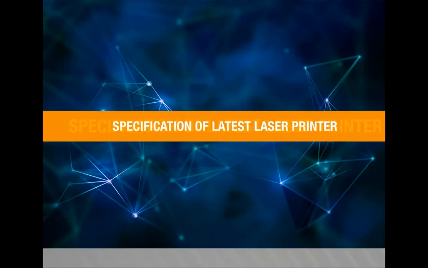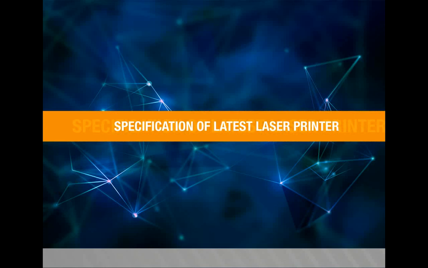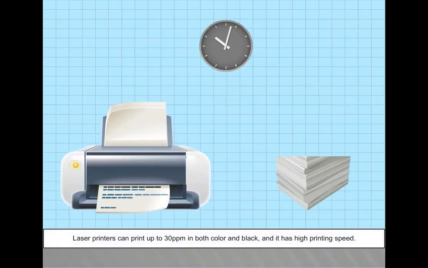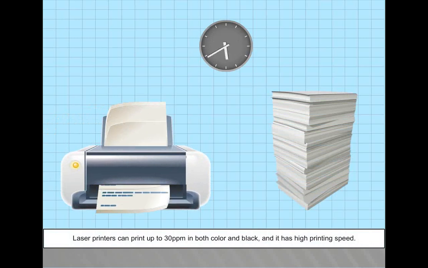Specification of latest laser printer. In this video, we are going to learn about the specification of the latest laser printer. Laser printers can print up to 30 ppm in both color and black, and they have high printing speed.